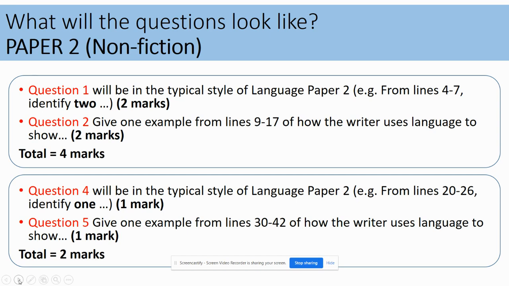There are 4 marks available for the retrieval questions about text 1, and then we've got 2 further retrieval questions which are about text 2. Again, very typical in terms of style, so you'll very much get the same wording of questions: from lines 20 to 26, identify one aspect of something, and give one example from lines 30 to 42 of how the writer uses language to show. Okay, so they're very standard questions for both paper 1 and 2, but they do vary slightly in terms of what they're asking.